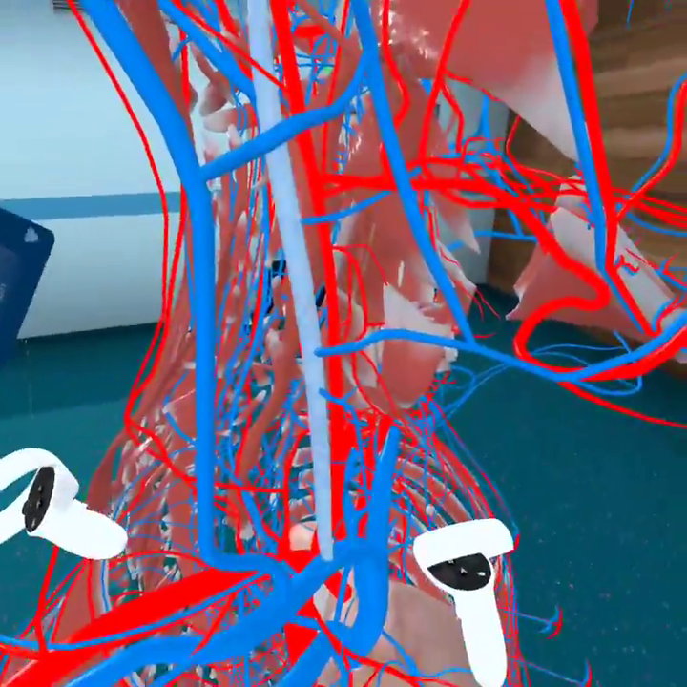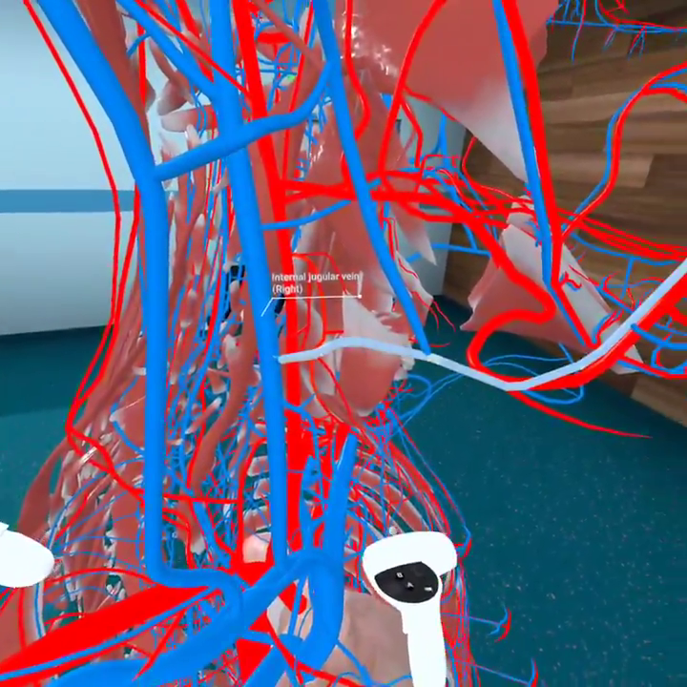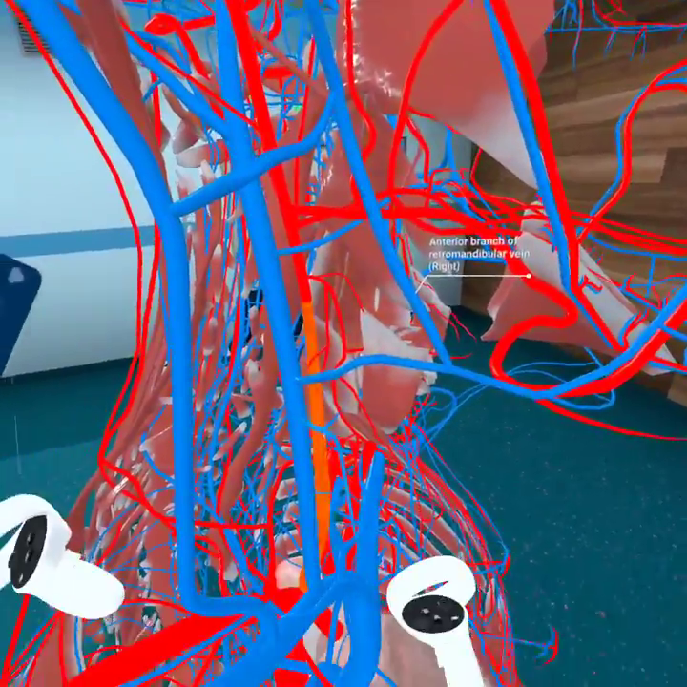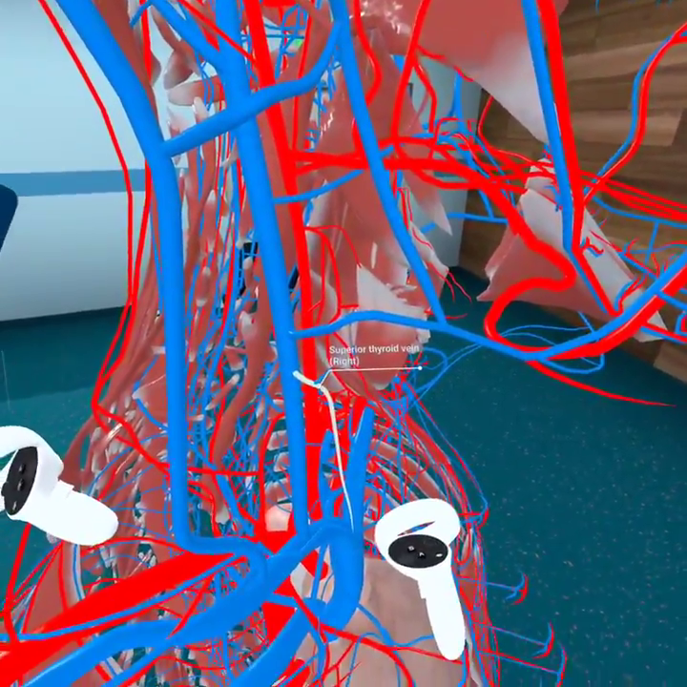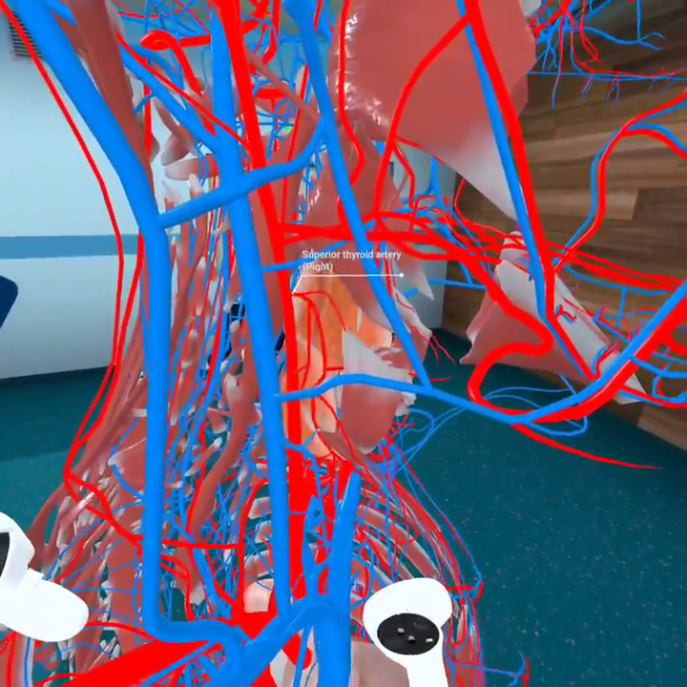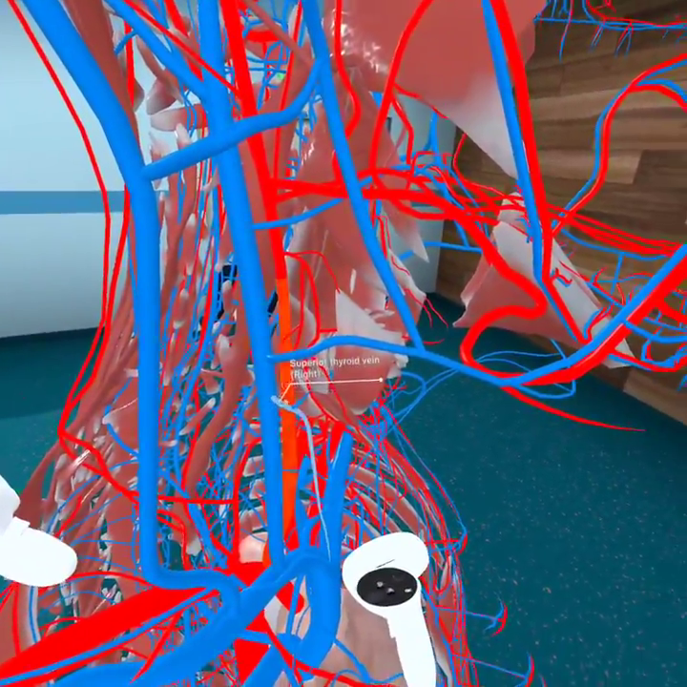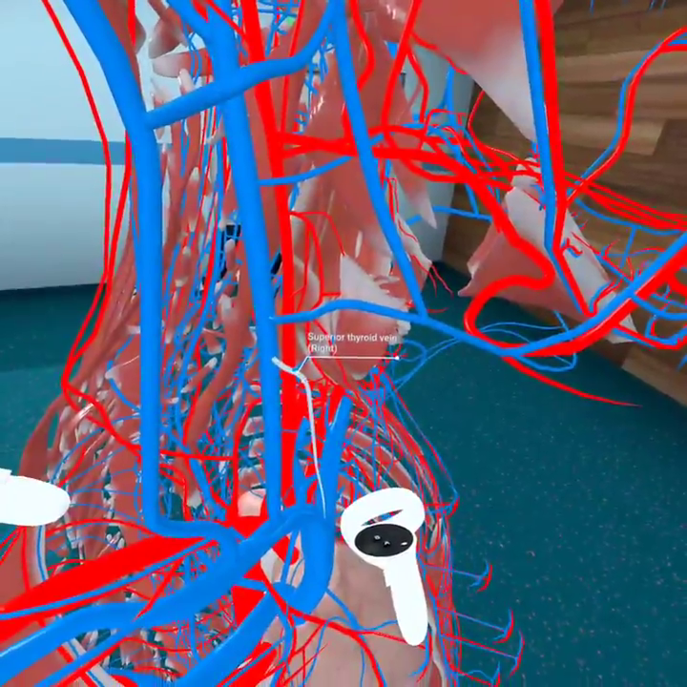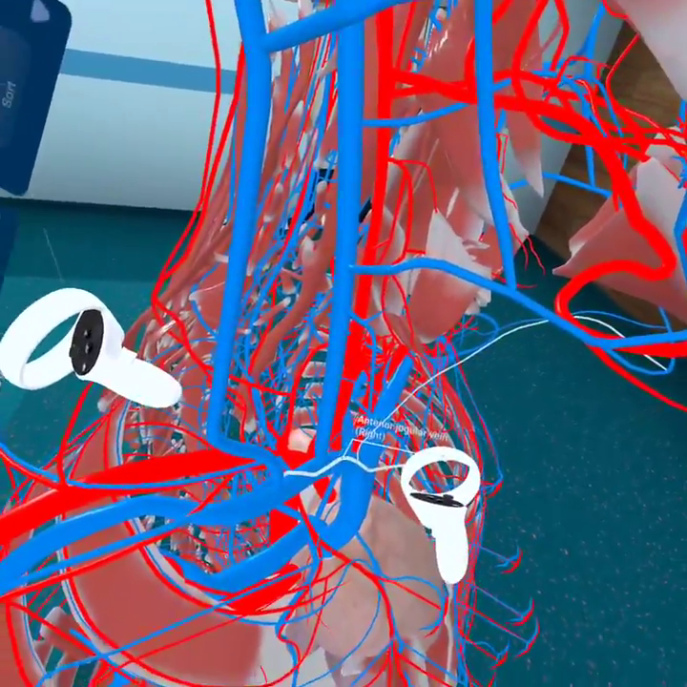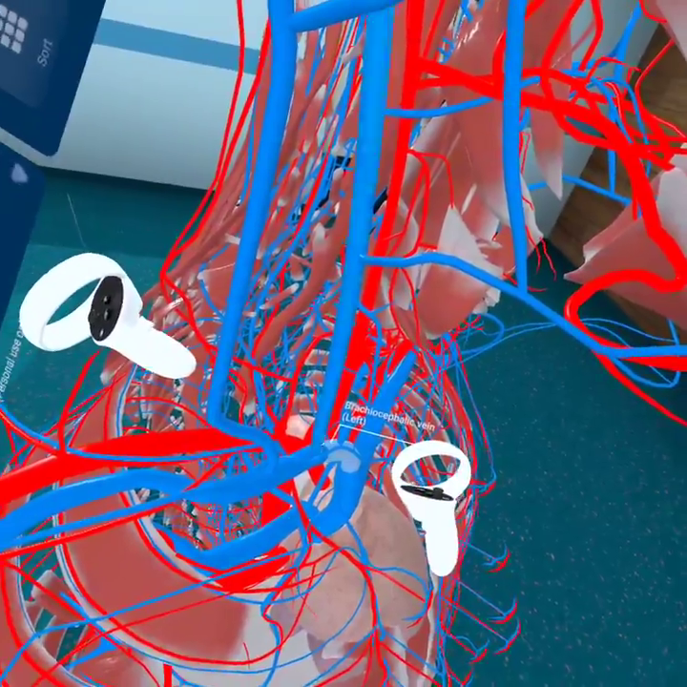Okay, so now let's try to find them. So we have our internal jugular vein. We have our facial vein, which will drain the face and some of the neck. But superior thyroid vein, if we see here, we have our superior thyroid artery coming off of our external carotid artery, which will supply the neck. And we have our drainage of our thyroid area from the superior thyroid vein, which branches off of the internal jugular vein. And obviously that would come off the brachiocephalic vein.